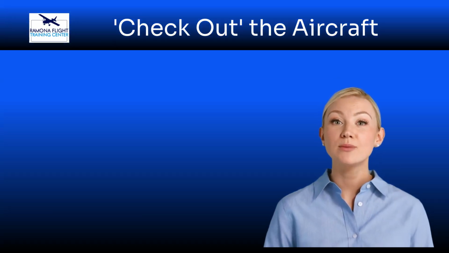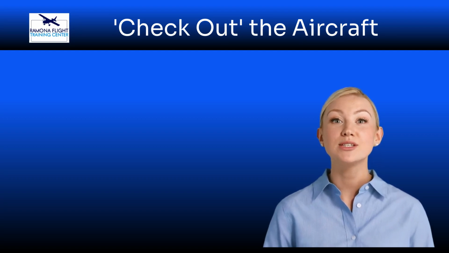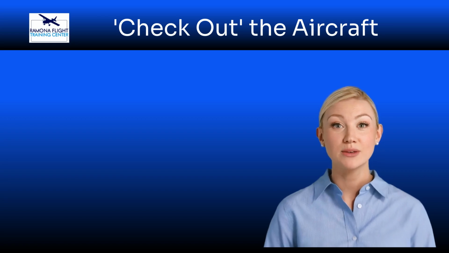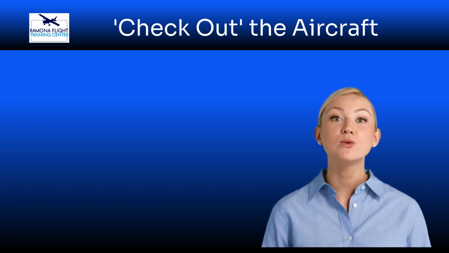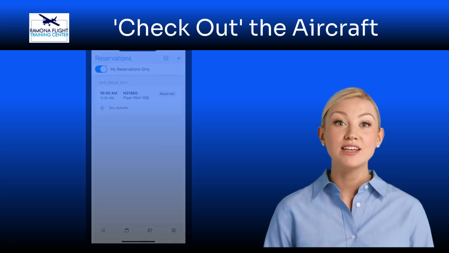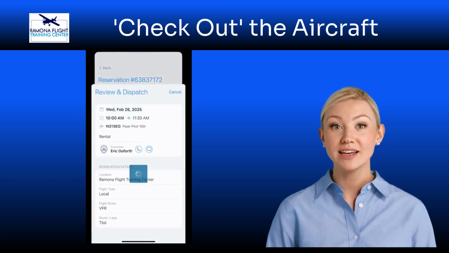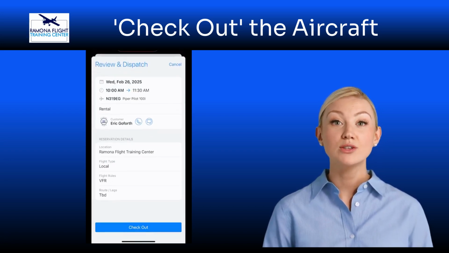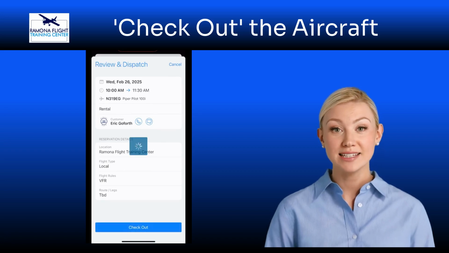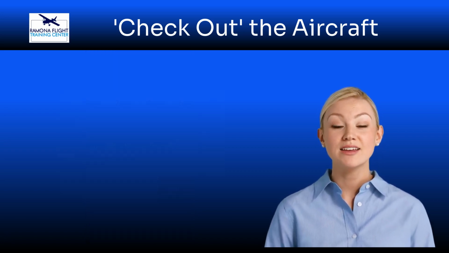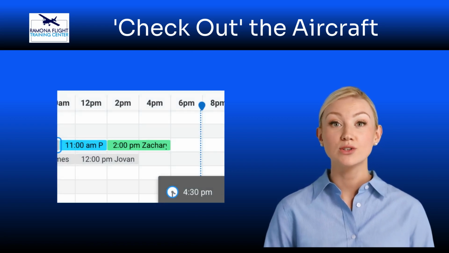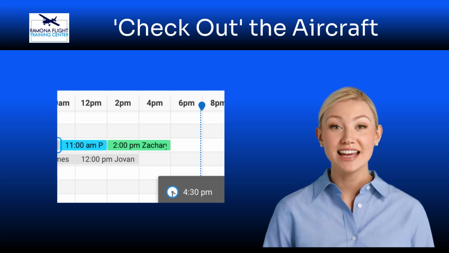So you made it to the airport. The weather is cooperating, and perhaps you spend a few minutes with your flight instructor covering the goals of the day. You have every intention of flying today. It is at this point that you want to check out the aircraft. In the FSP app, find your reservation and click on it. Verify the reservation details are accurate and then click on Checkout. Another screen comes up so that you can verify one last time. Just click Checkout again. At this point, your reservation is locked in and it will turn green on the FSP schedule. This lets others know that you have made it safely to the airport and are ready to go flying.